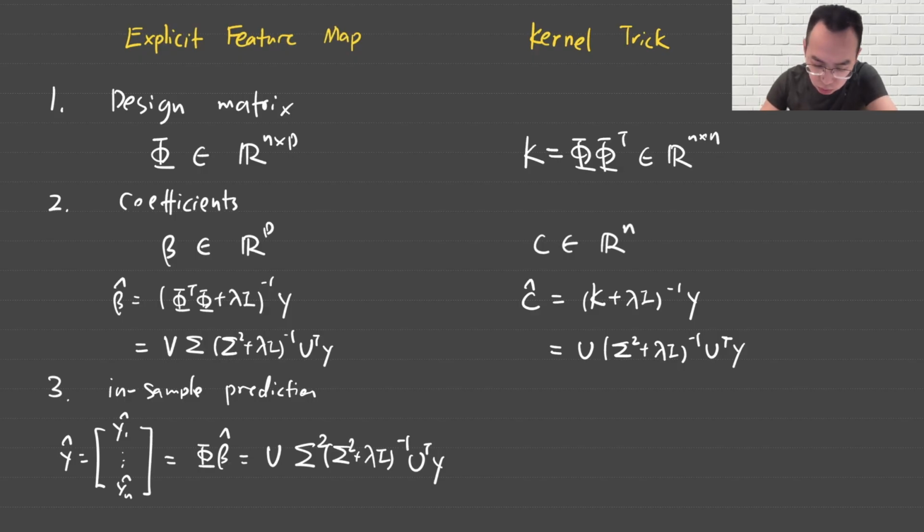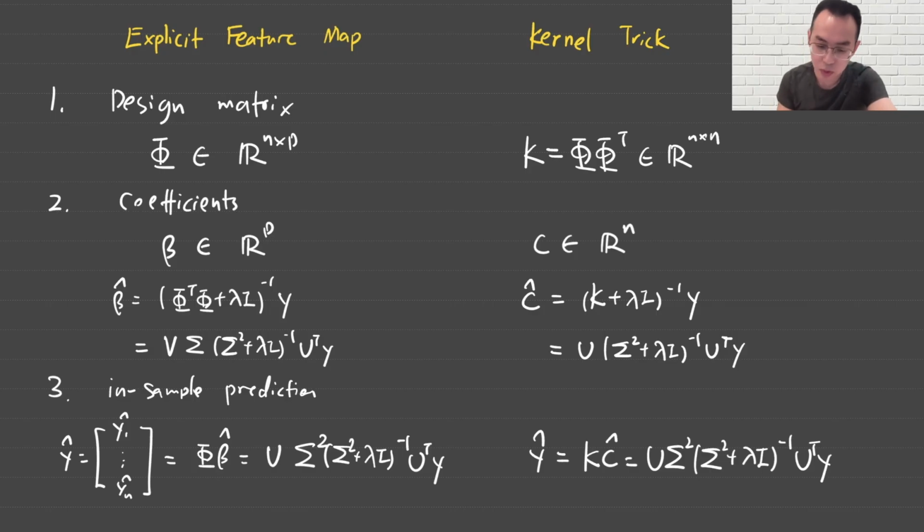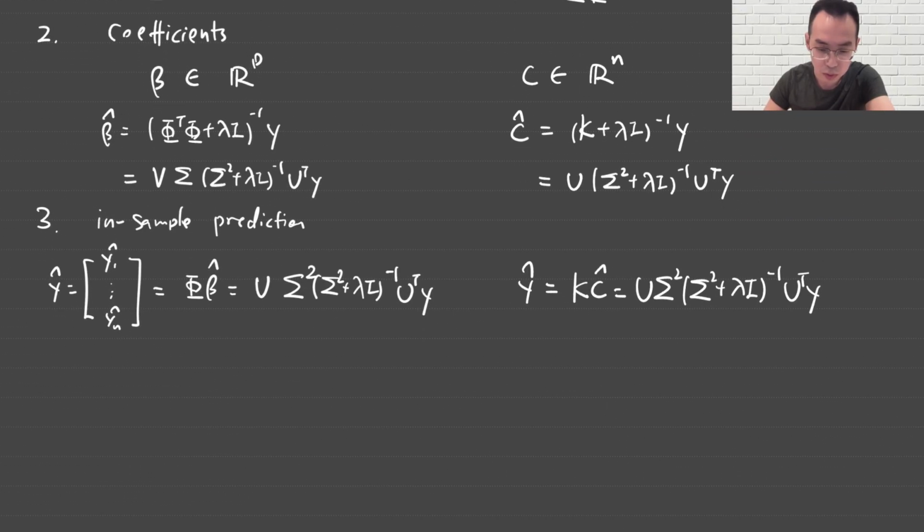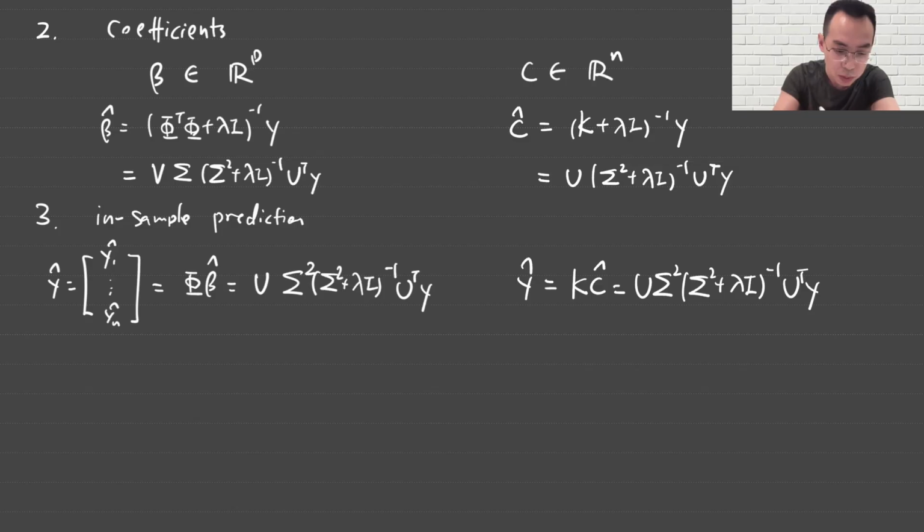And then for the kernel trick, we will have Y hat equals K C hat. So that's going to give us U, and I think this is exactly the same for the two: sigma square plus lambda I inverse U transpose Y. So you see that this is exactly the same. That means the function underpinning these two methods is exactly the same. And the next part is actually very important. It's the out of sample prediction.